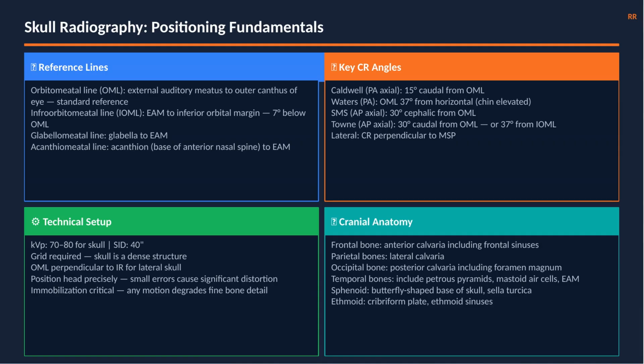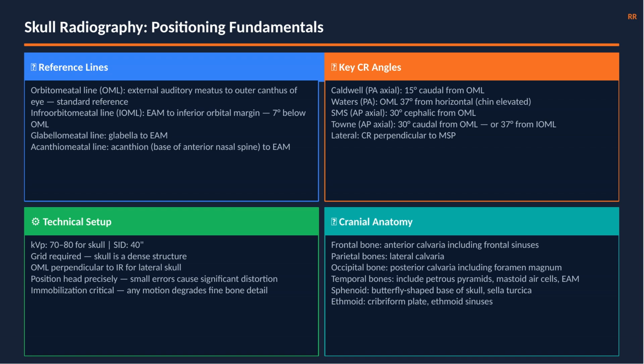Skull positioning is built on 4 reference lines and a set of specific CR angles derived from them. Reference lines. The orbitomeatal line, OML, from the external auditory meatus to the outer canthus of the eye. This is the standard baseline. The infraorbitomeatal line, IOML, from the EAM to the inferior orbital rim, 7 degrees below the OML. The glabellomeatal line, from the glabella, the forehead between the eyebrows, to the EAM, and the acanthiomeatal line, from the acanthion, the base of the anterior nasal spine, to the EAM.